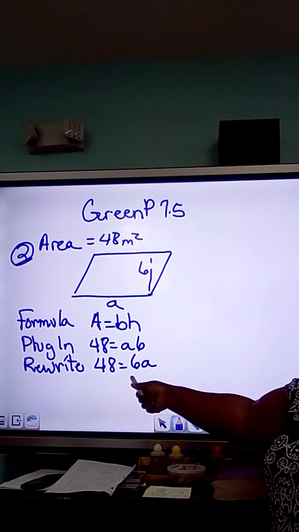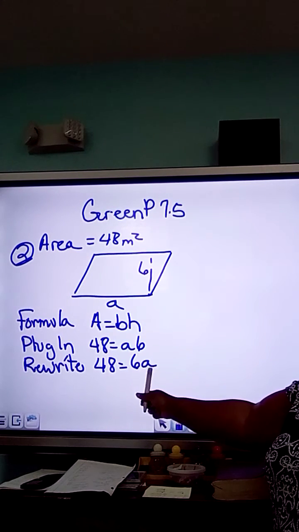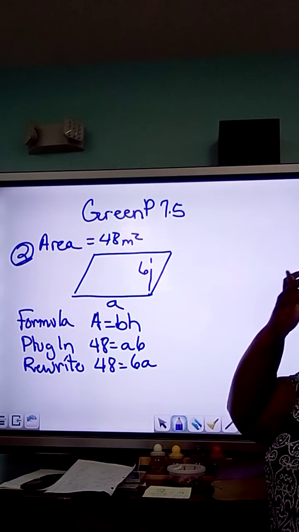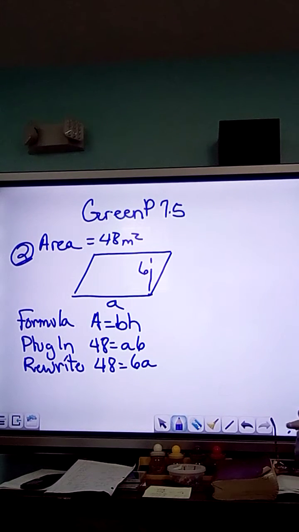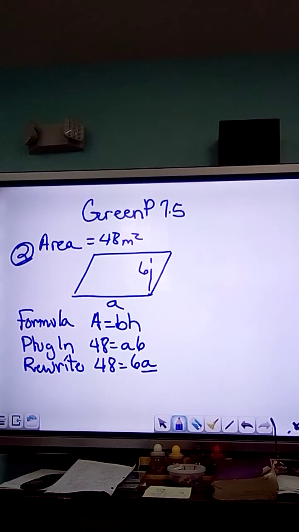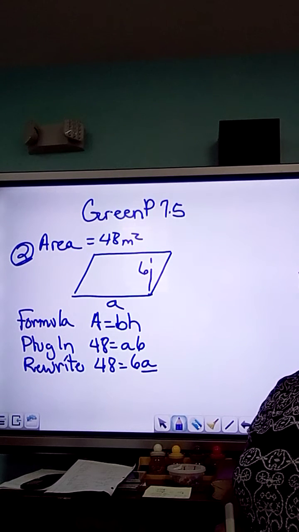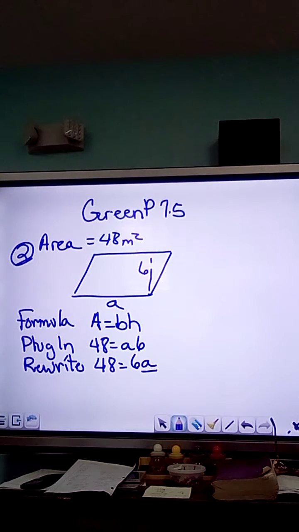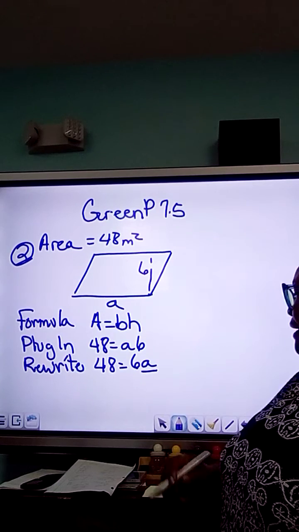48 is equal to 6A, which is 6 and A being multiplied. So I ask, whose house is it? And we determine that it is A's house. Whenever we have a variable that we do not know, that's whose house it is. And that's what we're working with, A's house. We ask who is in A's house.